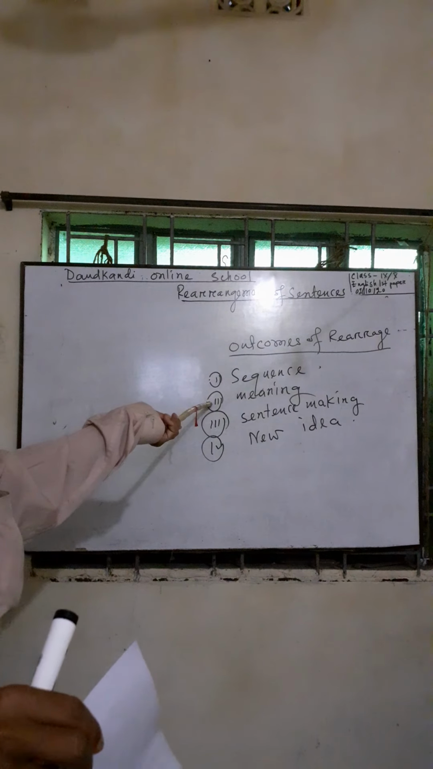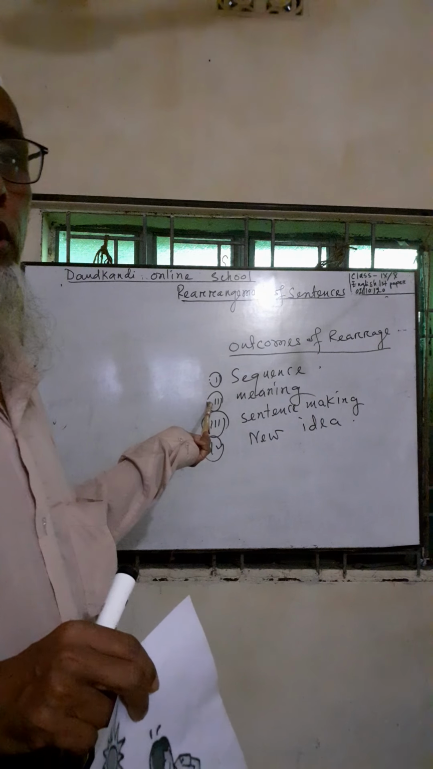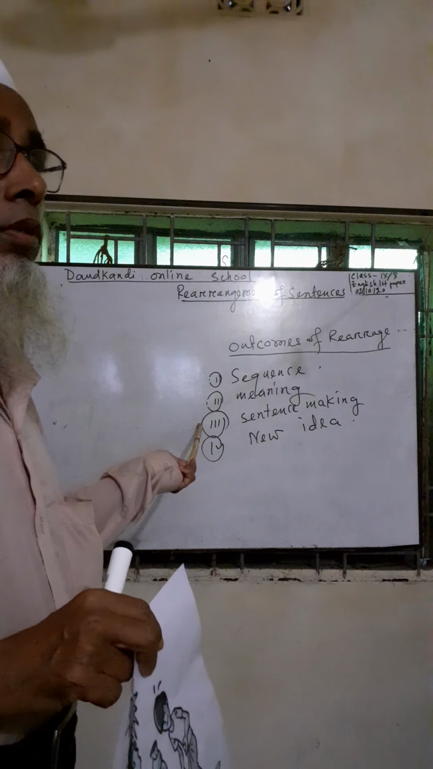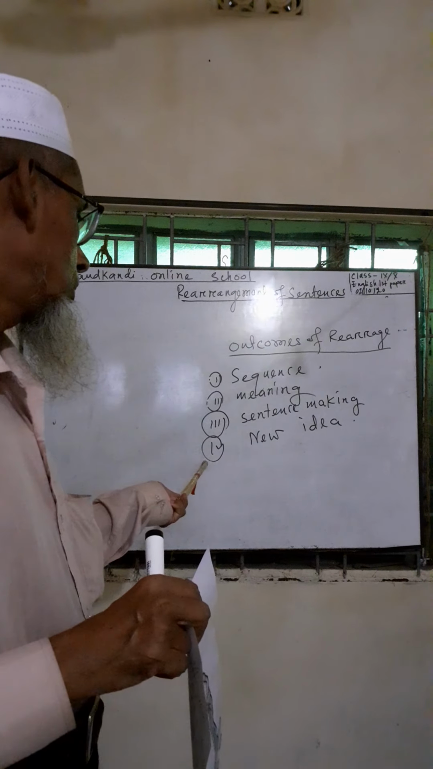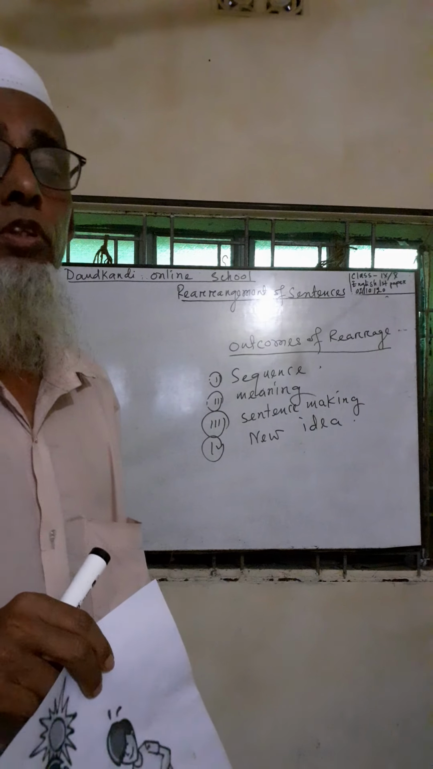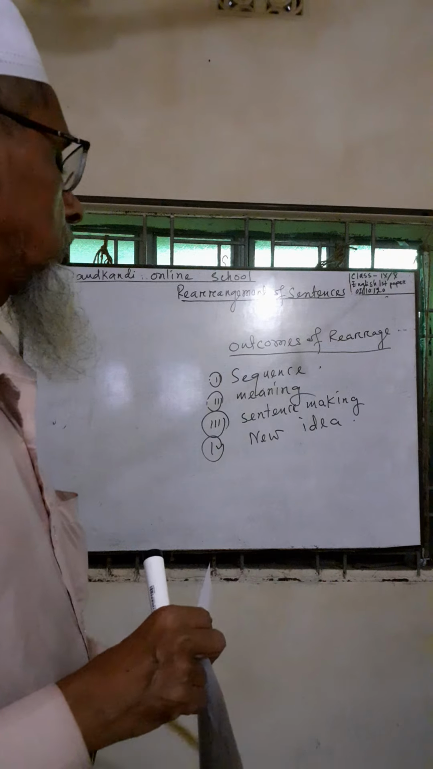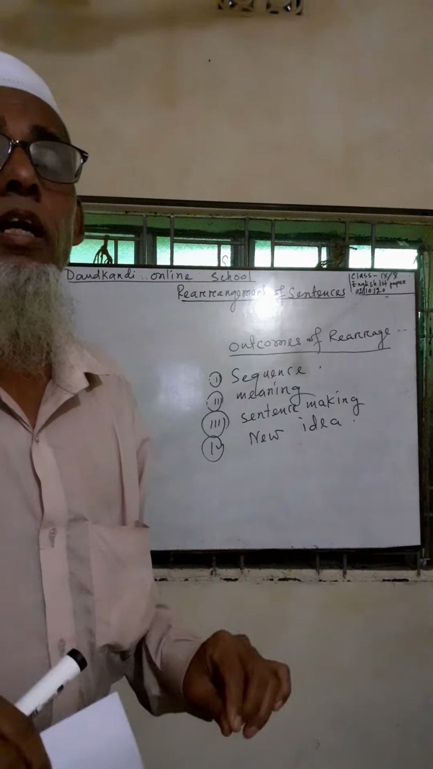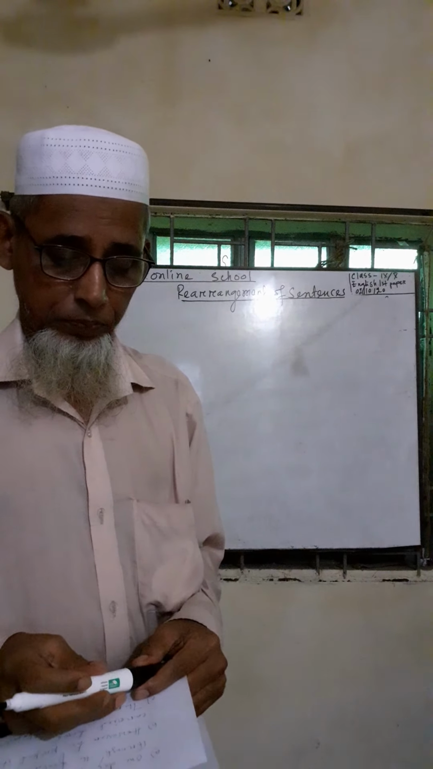Number two, if we learn this, we can learn also meaning, because we cannot solve our problem without understanding the meaning. Number three, sentence making. From this, we can also learn how to make sentences. Number four, a new idea. We can also get a new idea about it. New idea from the rearrangement of sentences. Dear students, the four important themes we can learn from rearrangement of sentences. Dear students, now I am going to write some sentences to rearrange.